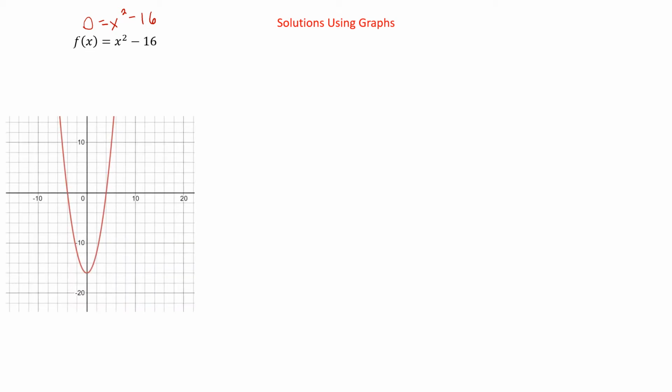So, using graphs. If we have a function f of x equals x squared minus 16, that's a function. What we're finding is specifically 0 equals x squared minus 16. That would be the quadratic equation. So we can graph it, using technology probably, and we're looking for these intersection points.